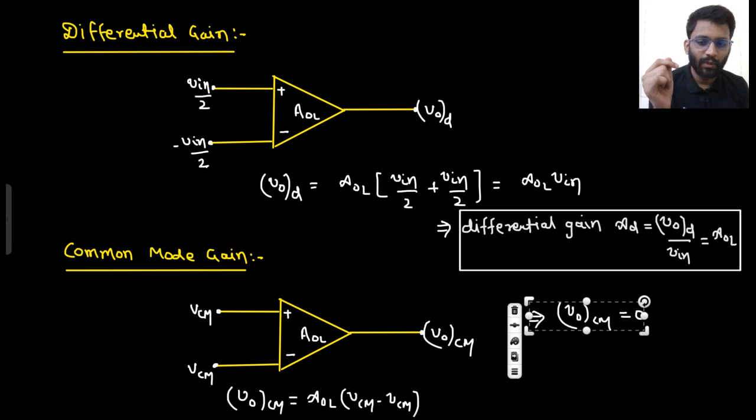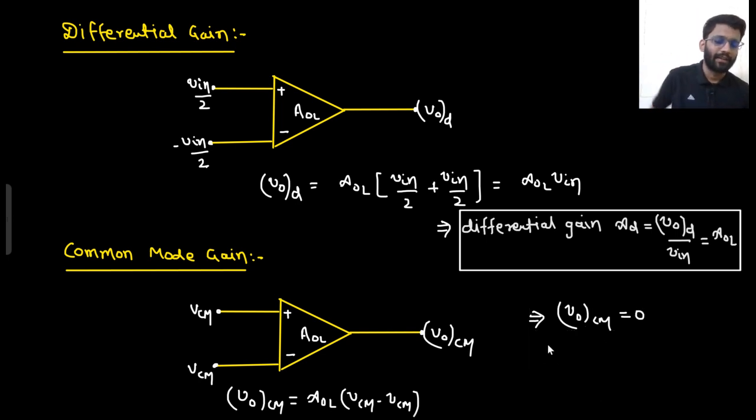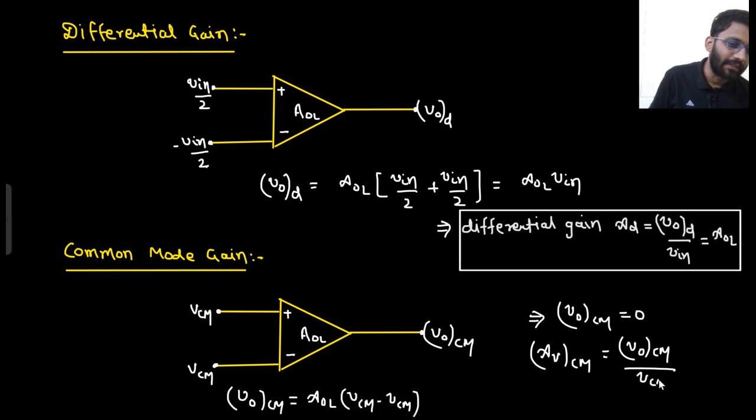Yeah. So your common mode output is 0. This is what you get here. How is your common mode gain defined? Common mode gain is defined as common mode output divided by VCM. That's it. Look, it has nothing to do with the amplifier.